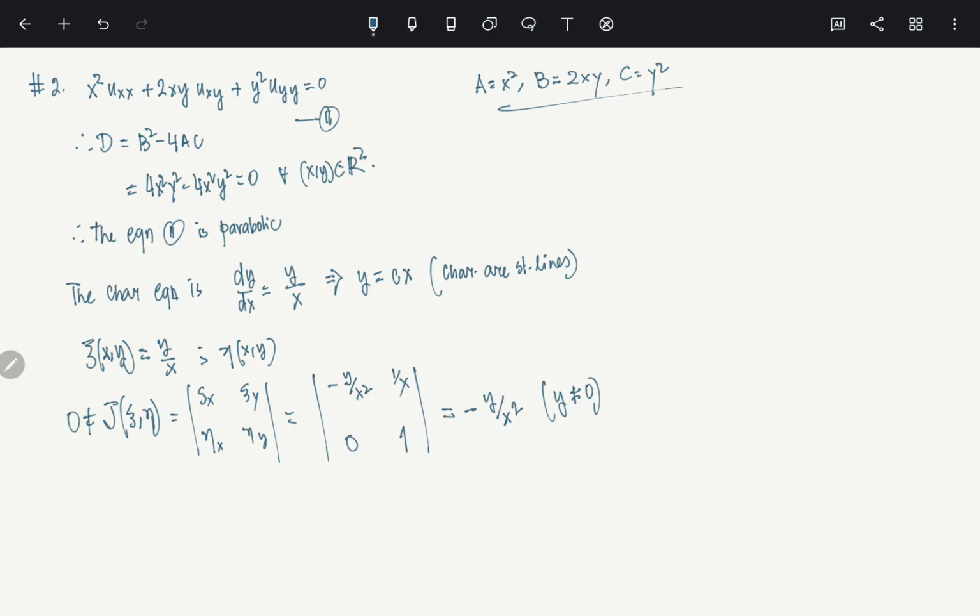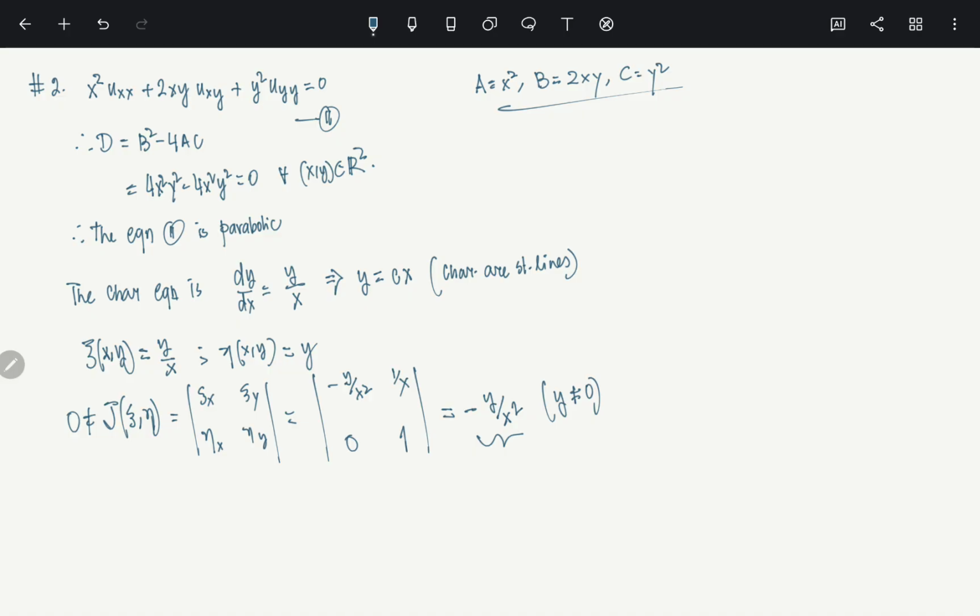So y not equal to 0 is the open set, whatever open set that is, so basically the upper and the lower half planes. This is the transformation: xi equals y by x and eta equals y. And the Jacobian is not 0. You do realize this can be 0 if y is 0. So in the region where y is not 0, this transformation works.